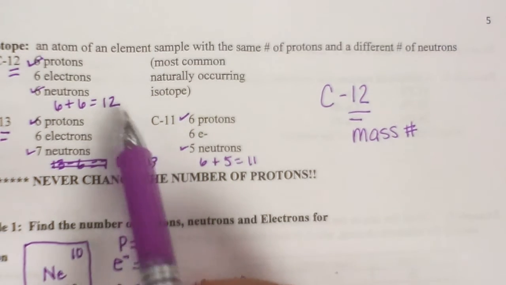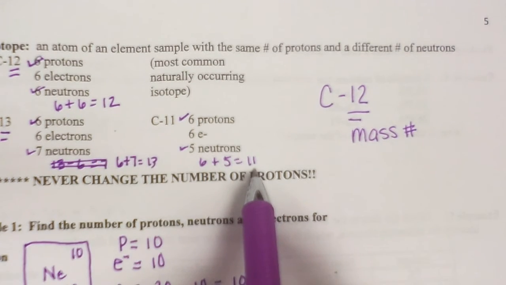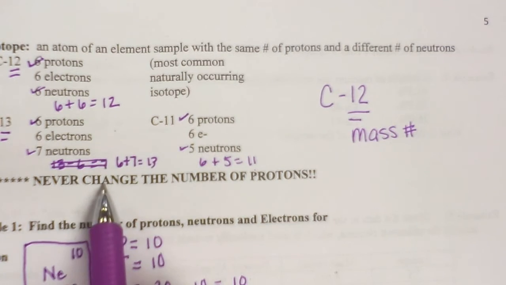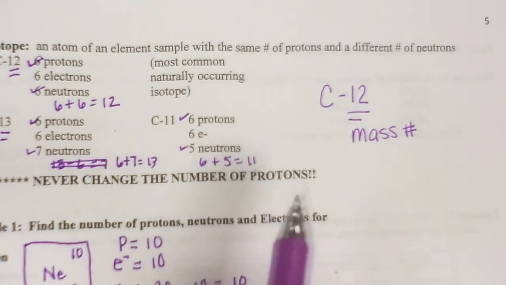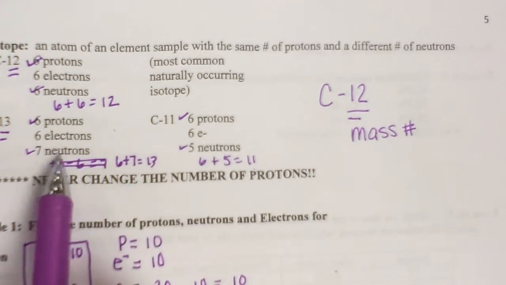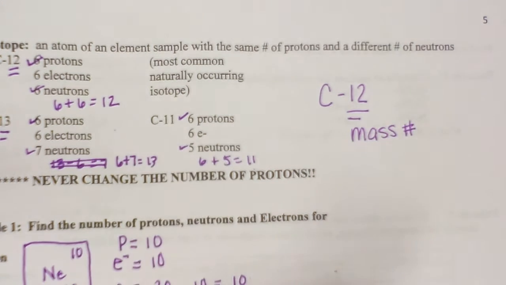So if we look here, our mass numbers change. We have one that's heavier than 12 and one that's lighter than 12. They all have 6 protons, but they have different numbers of neutrons, which makes them different samples. Are they all carbon? Yes. But each one of these samples is a little different.